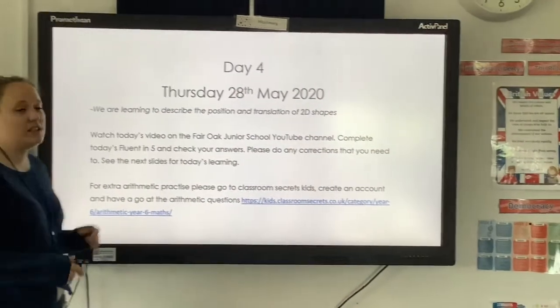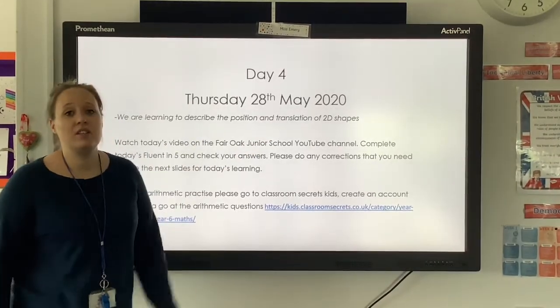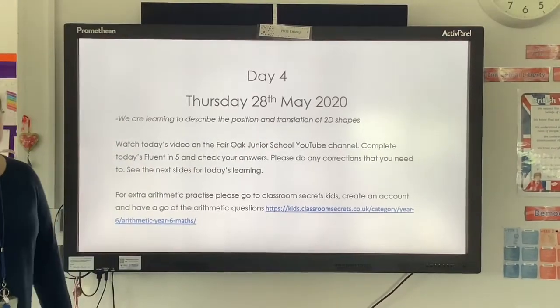Today we're going to continue looking at coordinates, but we're going to look at position and translation. I'm going to go through the answers to yesterday's problems and then we'll do a little bit of work on translation together.